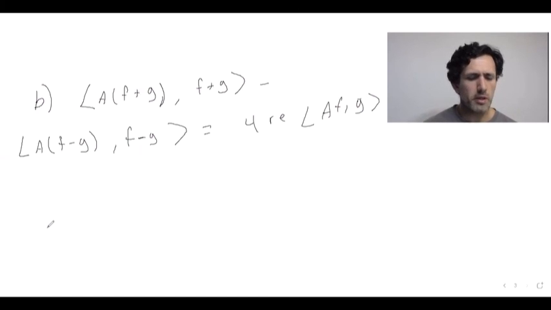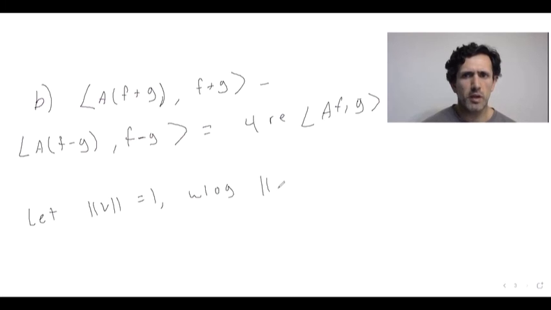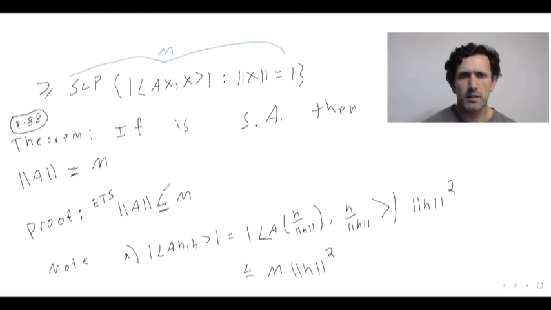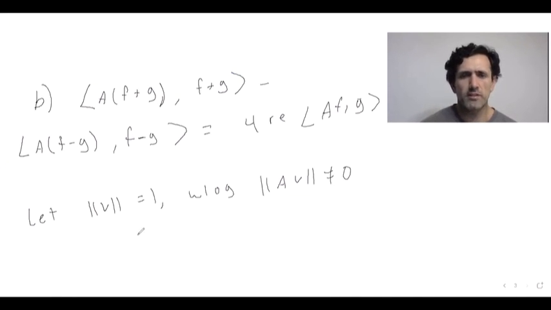Okay, so let me use this with a clever choice of f and g. In particular, let's say we have a V with norm 1, where let's assume AV is not equal to 0. If it is, well, what are we doing? We're looking at the norm of A, so we're looking at AV for V with norm 1. So we can assume that this is not 0.